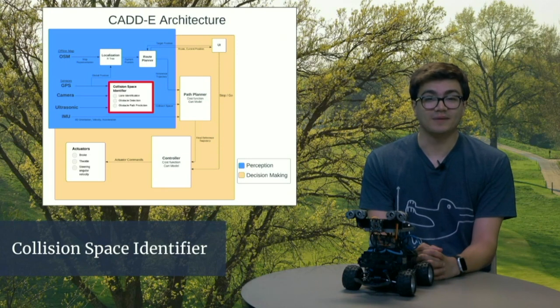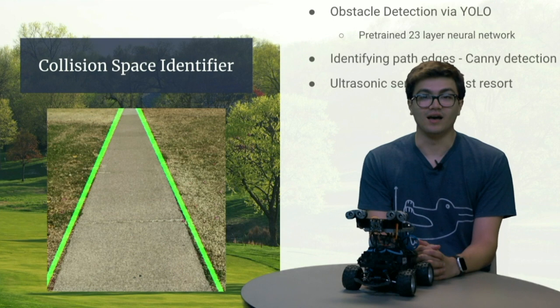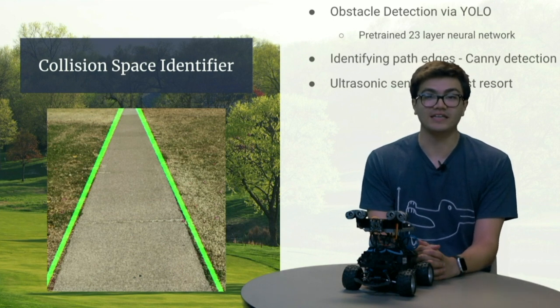Next, we use the collision space identifier in order to identify objects within the path as well as identifying the path itself. For our specific application, we used a YOLO implementation, which consisted of a 23-layer neural network that was pre-trained. For path edges, we used a Canny edge detection method in order to identify the edges of the path as seen on my left. Finally, we have ultrasonic sensors on the front of the cart just in case we can't detect any objects before we get too close to them. The ultrasonic sensors will act as a last resort to stopping the cart before we hit anything.